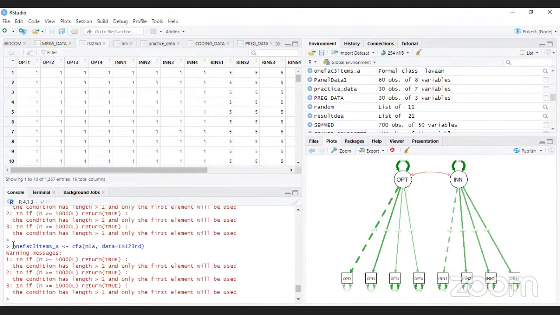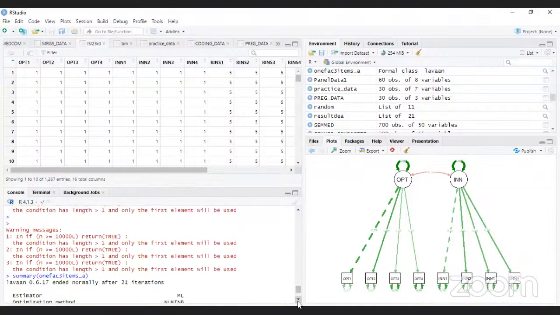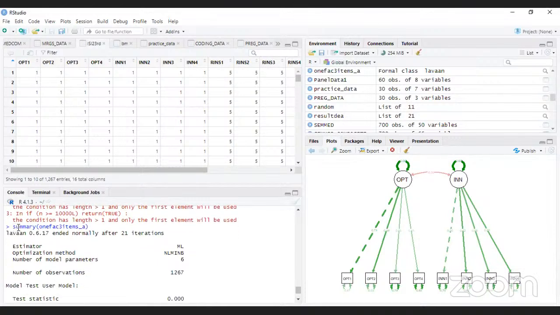The next command is one factor 3 items CFA. CFA of which model? That M1A model. And I have chosen the data set ISI 23rd. This data set. So this is the second command. The third command is summary, one factor 3 items, that is A, and this is the result.